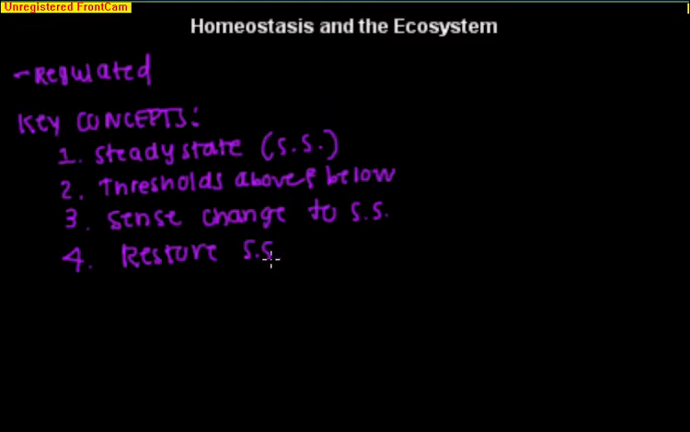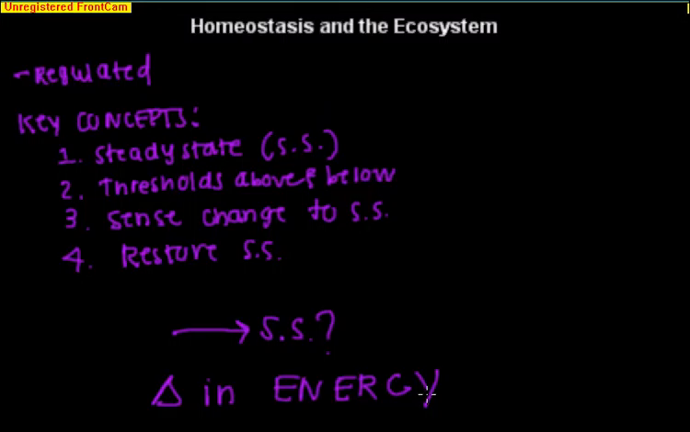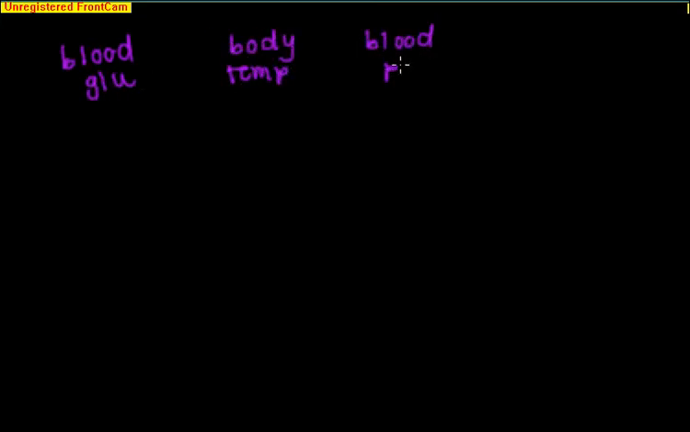So what actually causes a deviation from steady state? Or in other words, what is driving homeostasis? And the most broad but straightforward answer is actually changes in energy. So systems have defined energetic states for which life is sustained. For example, humans have optimal blood glucose levels, body temperature, blood pH, and these are all tightly regulated.